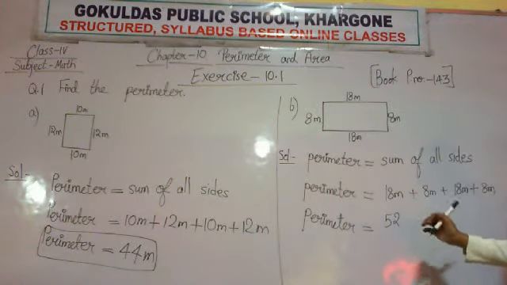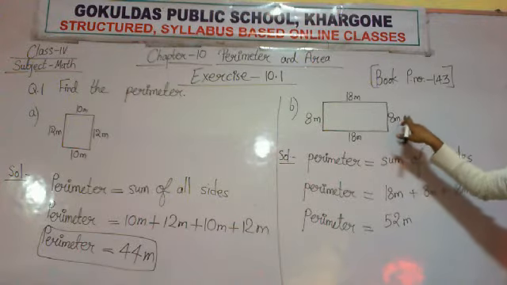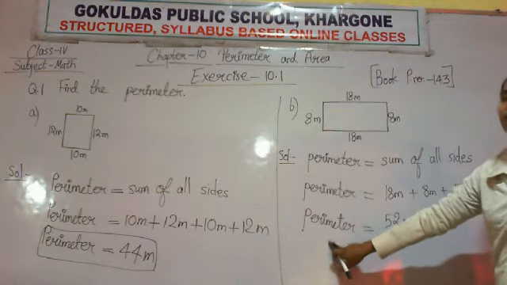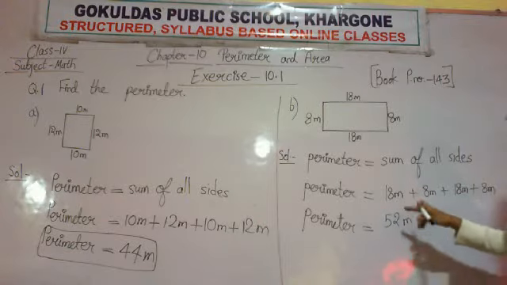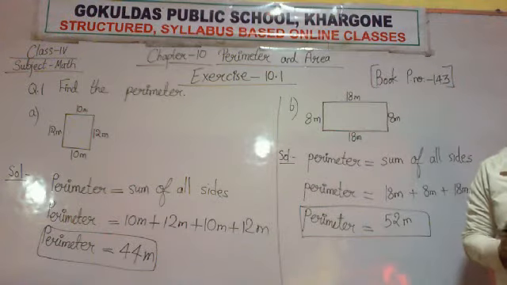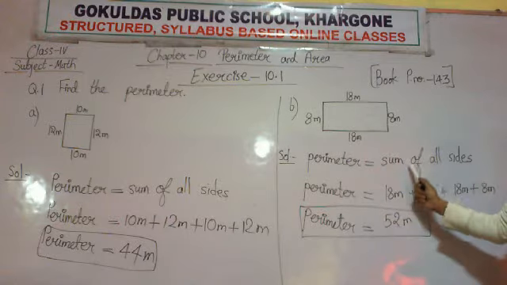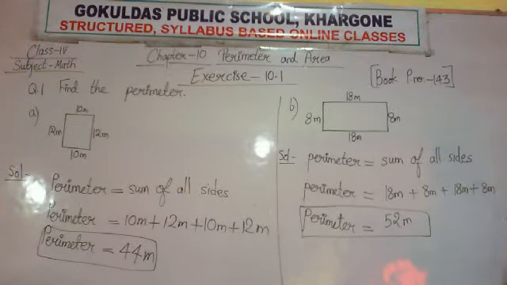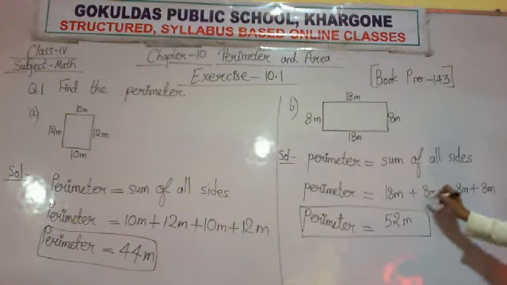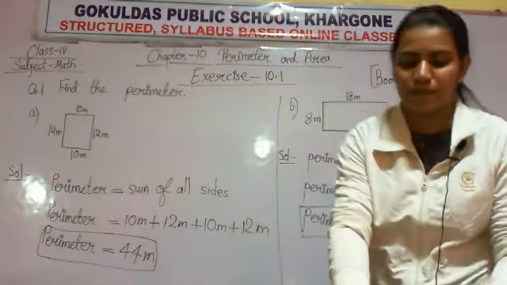Which unit will we use, meter or centimeter? We will write meter. Why? Because the given question has meter as the unit. So write meter in the answer also. So here perimeter is 52 meter. So this is how we can find the perimeters of the given figures. Again I am repeating, the formula is perimeter is equals to sum of all sides. Then what will you do? You will write all the sides, put plus sign between the numbers and add them. You will get your perimeter.